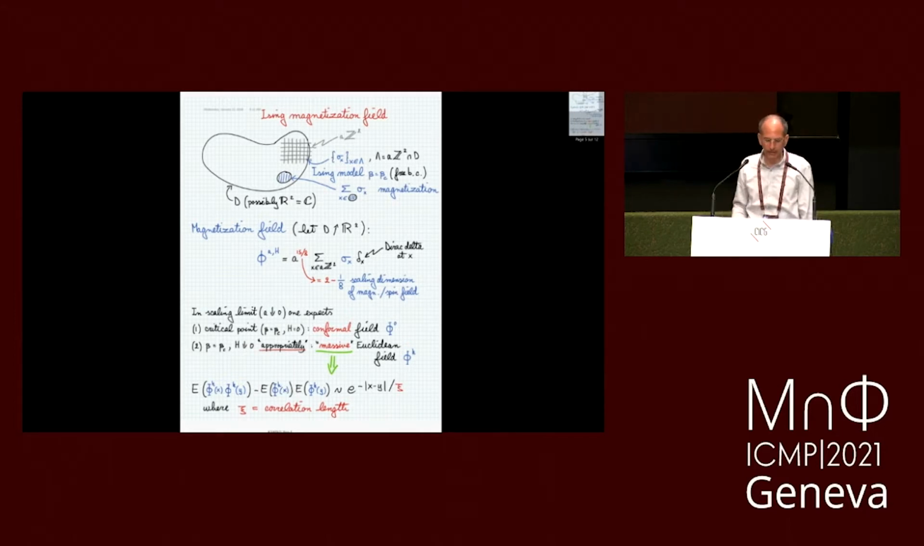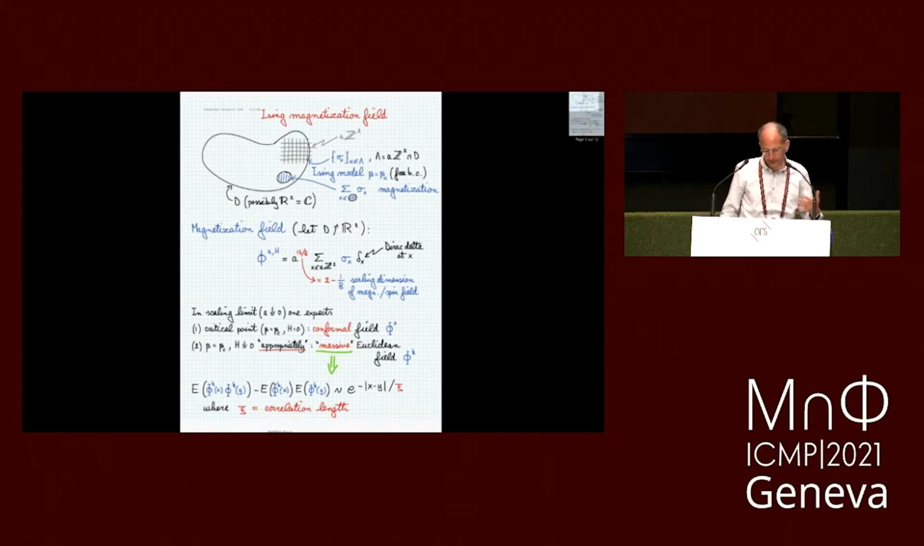Now, physics wisdom tells us that if you take a scaling limit of this object at the critical point, so beta critical and h equals 0, you're supposed to obtain a field that is conformally invariant under conformal transformations. And I'll explain in the next slide a little bit more what I mean by that.